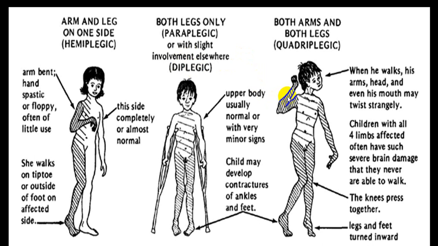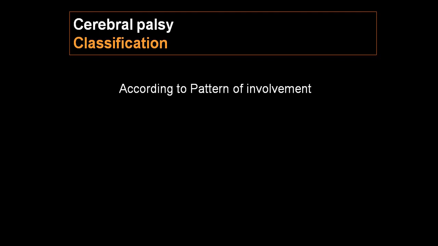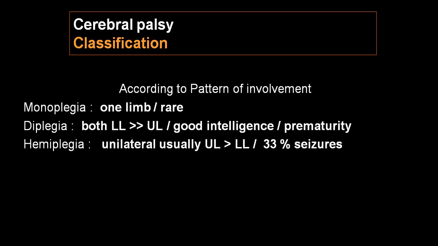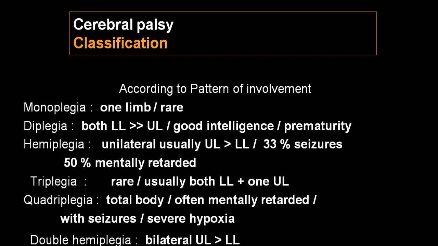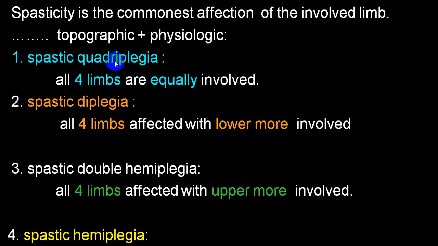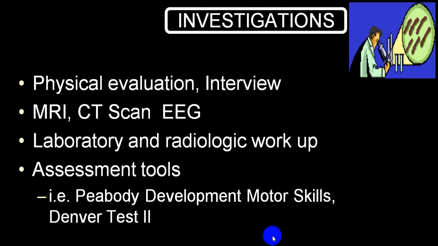And if upper limb are more involved as compared to lower limb and all the four limb involved, then it is called bilateral hemiplegia. These are all the different terms which are being utilized. So according to the presentation: monoplegia, diplegia, hemiplegia, triplegia, quadriplegia, and double hemiplegia, where upper limb are more involved as compared to lower limb, and person has got bilateral involvement. So spastic quadriplegia, diplegia, spastic double hemiplegia, and spastic hemiplegia. We have all utilized all these terms.